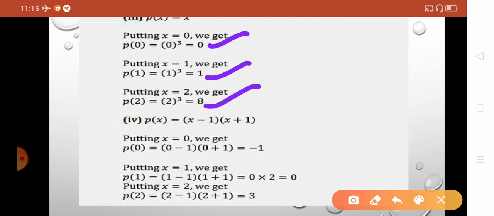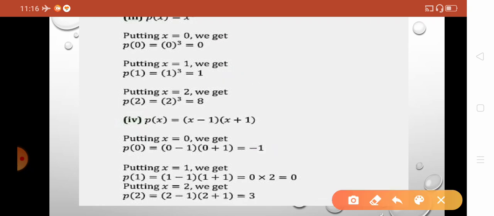The last part is p of x is equal to x minus 1 times x plus 1. Here also we will put the value of x as 0, 1 and 2. So first of all we put the value of x is equal to 0. So in place of x, wherever the x is given in the polynomial, you have to put 0 there. So 0 minus 1, 0 plus 1. So minus 1 multiplied by plus 1, the answer is minus 1.